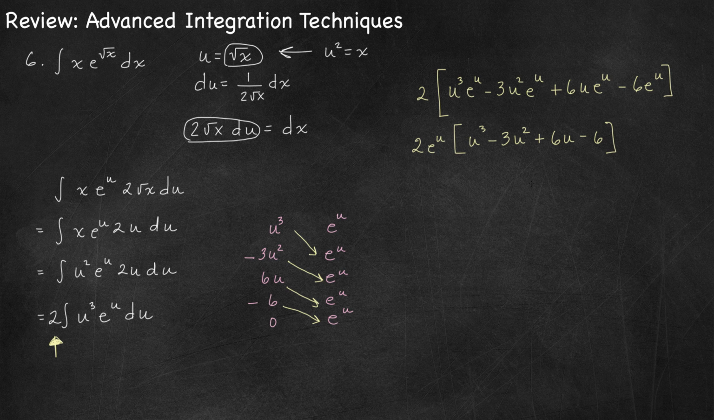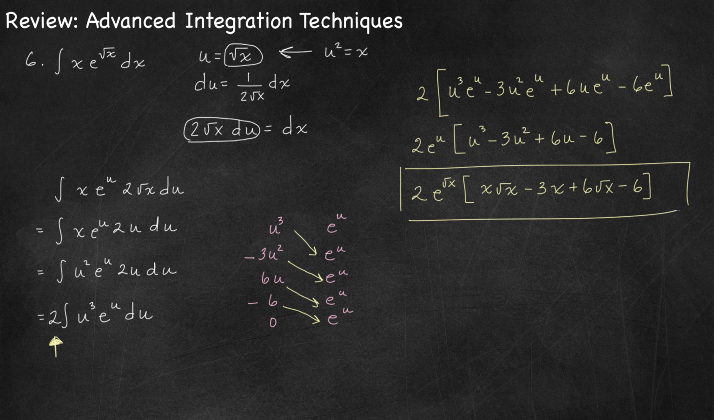And we won't leave our final answer in terms of u. We'll write it in terms of x. So e to the u will be e to the square root of x. If u is the square root of x, then u cubed is x root x minus 3u squared is x. U is the square root of x minus 6 plus c.